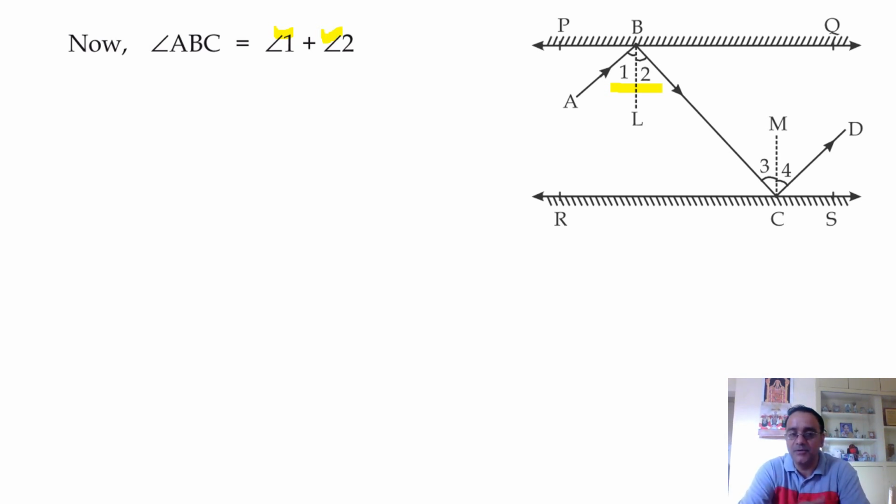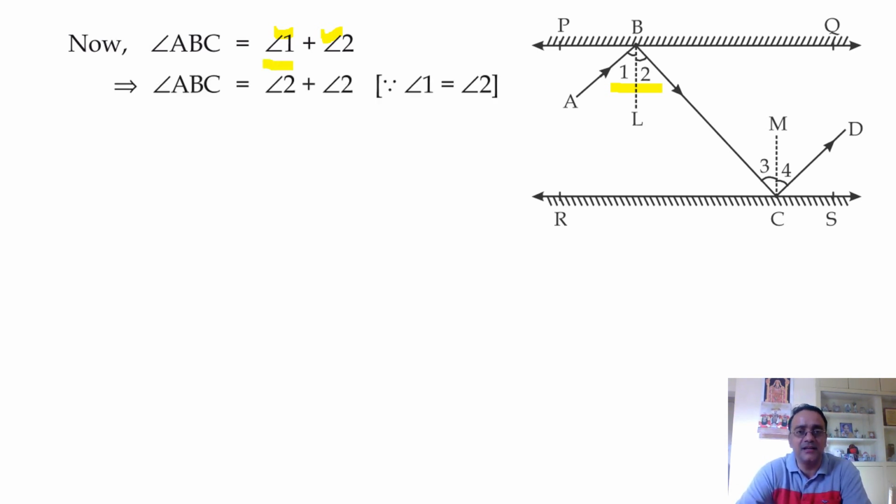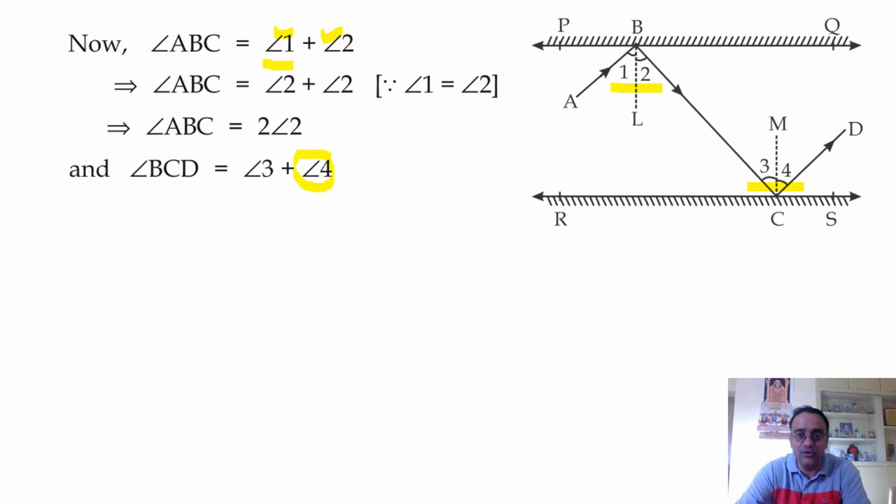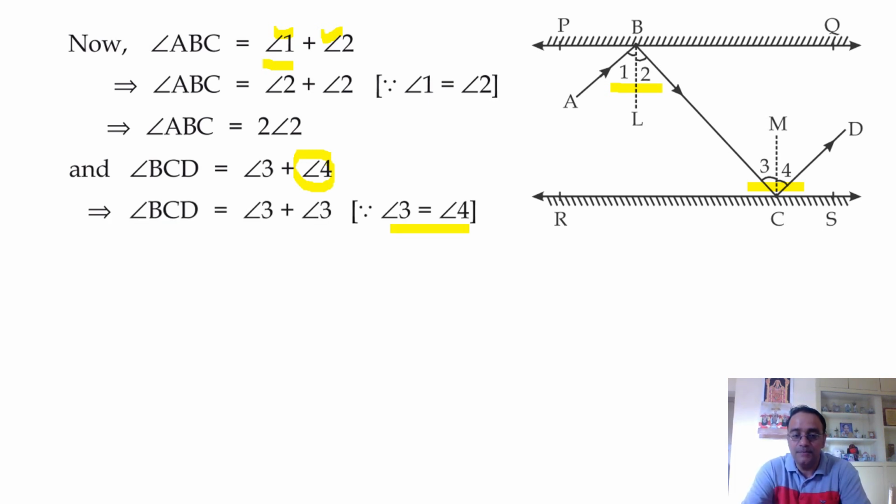At the start we have already shown this in equation number 1. So we can substitute angle 1 as angle 2. So we get angle 2 plus angle 2, that will be equal to 2 times angle 2. Similarly, we'll write angle BCD as angle 3 plus angle 4. Now we'll replace angle 4 by angle 3. Why? Because angle 3 is equal to angle 4. We have shown both are equal in equation number 1. So angle 3 plus angle 3 will be 2 times angle 3.